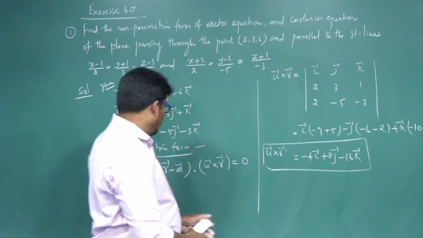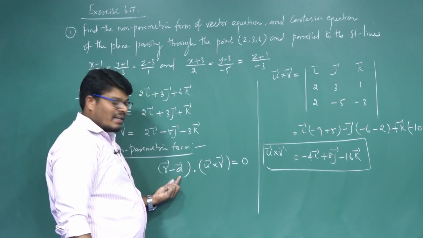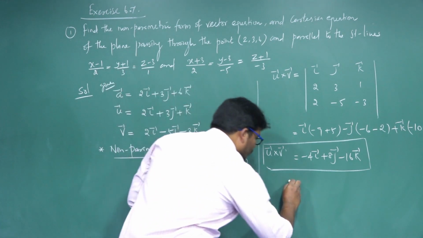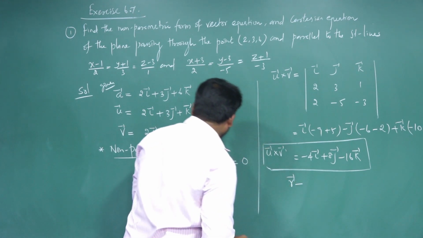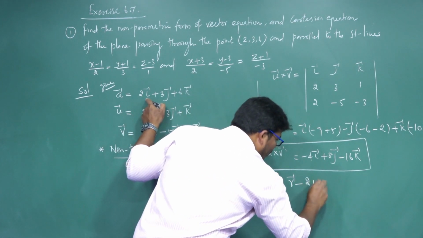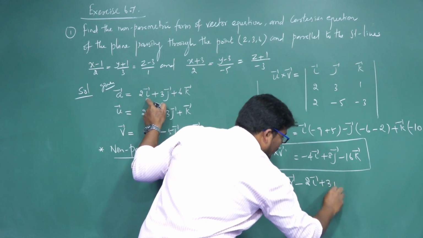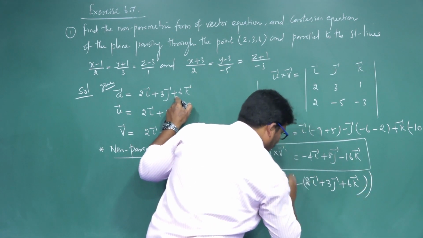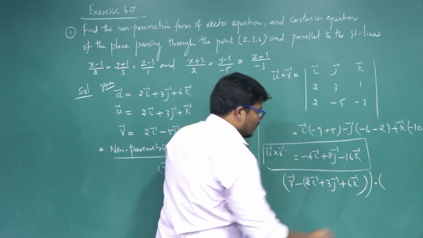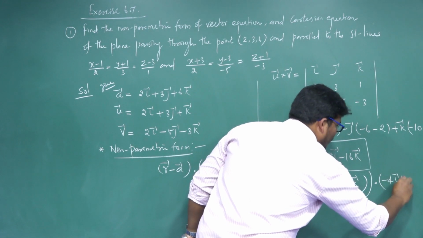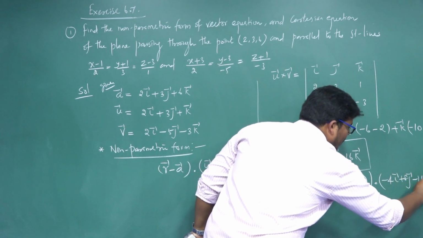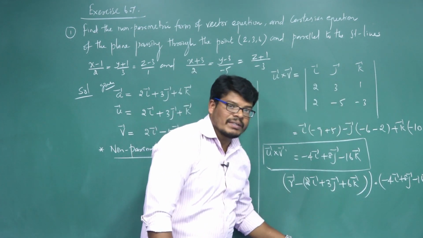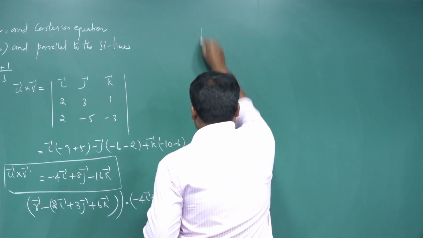Now substitute in the non-parametric form: r vector minus a vector dot u vector cross v vector equal to 0. That is the parametric form, and this is the non-parametric form. r vector minus a vector is 2i vector plus 3j vector plus 6k vector, dot u cross v, which is minus 4i vector plus 8j vector minus 16k vector, equal to 0. This is the non-parametric form of the vector equation. And next, find the Cartesian equation of the plane.